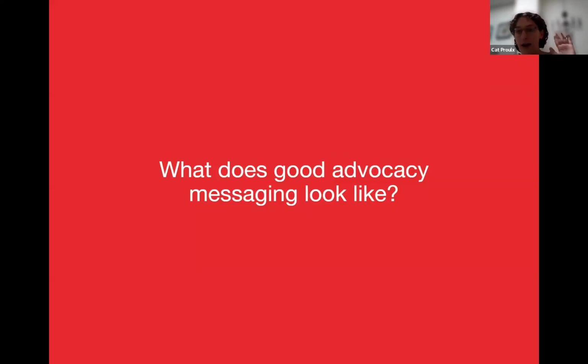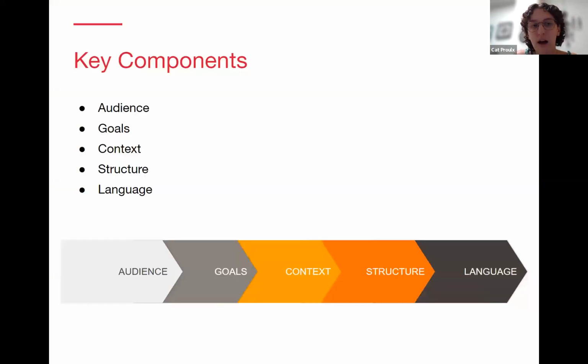So let's talk about advocacy messaging, because it's one thing to want to be an advocate. It's another thing to know how to advocate, right? So let's talk about the components of a good message. It breaks down into audience, goals, context, structure, and language. And I know that this can feel very academic, but I promise it's actually very simple once you break it down.